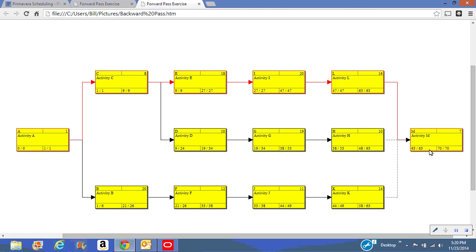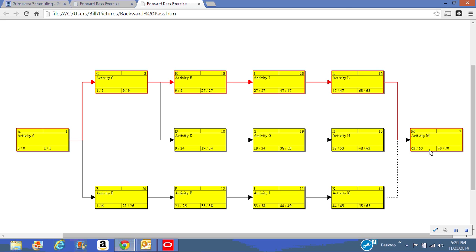When you get the same answer in both directions, that's your longest path, because you're subtracting one number from the other. So you're going to subtract the backwards pass number from the forward pass number. Actually, I should say that's the other way around. We're going to subtract the forward pass number from the backwards pass number, and we'll get our float.